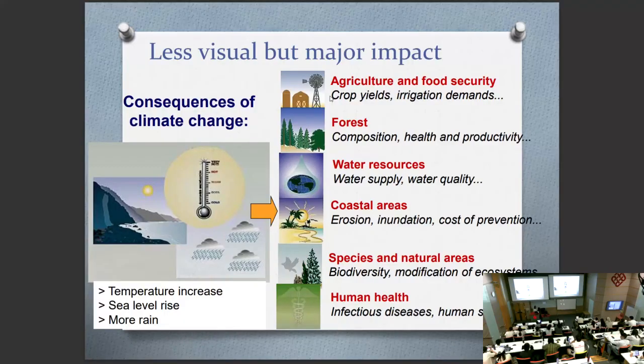Okay, coastal area erosions can be due to the rise of the sea level, inundations, cost of prevention. So maybe some coastal city wants to build the sea wall, okay, so as to prevent the destruction of higher sea level. So these are economic impacts. Species and natural areas. So biodiversity, modification of ecosystem, okay, about the environment, human health, infectious disease, human settlements.